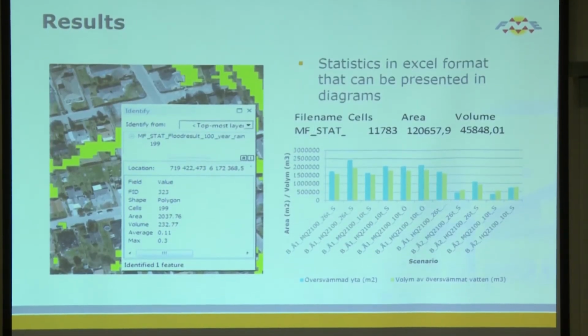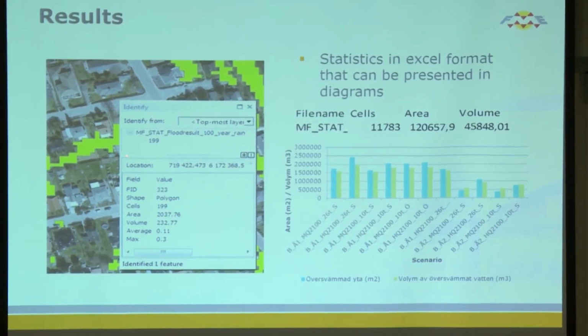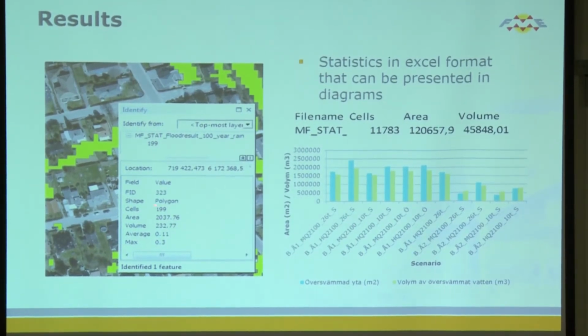So here on the left, you can see an example from ArcMap, where I've added the shapefile. If you click on one of them, I can get the total number of cells that were in that island. It's 2,000 square meters that's flooded, with 232 cubic meters of water. The average depth was 11 centimeters, and the maximum depth was 30 centimeters.